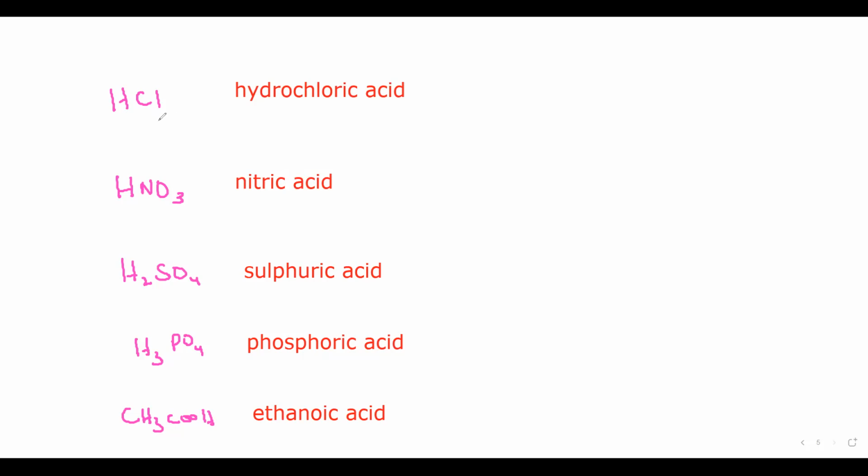How to identify whether a substance is an acid? For HCl, HNO3, H2SO4 and H3PO4, hydrogen is at the start. The last one is called an organic acid, and for organic acids hydrogen is at the end. So if hydrogen is at the start or at the end, you can identify it as an acid. A simple technique: if the chemical formula starts with H or ends with H, we call that an acid. Is it clear?